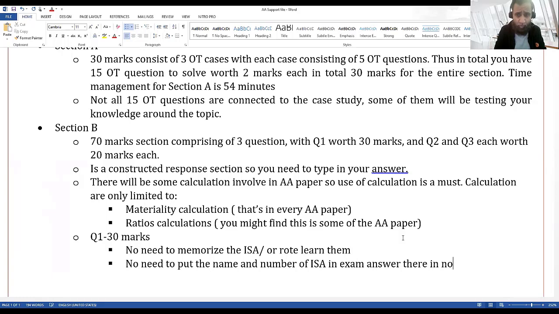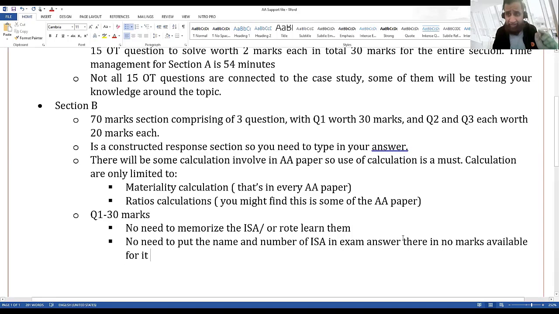When you see the examiner answer, the examiner will write it because the examiner answer is a tutorial guidance. You cannot just replicate the examiner answer. You cannot say, oh, I saw the examiner writing the name of the ISA and the number of the ISA. No, the examiner answer is a tutorial guidance. You cannot just replicate everything in it, because the examining team is telling you that there is no need to put the name and the number of the ISA. You're wasting your time on it and there are no marks available for it. So please understand the message from the examining team.